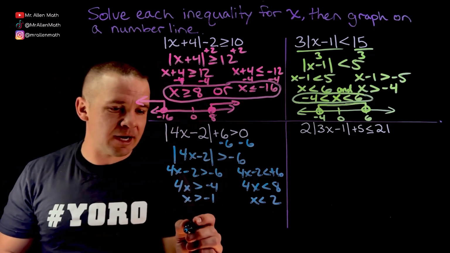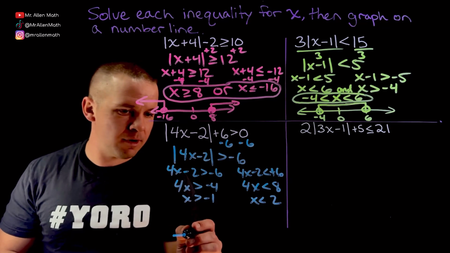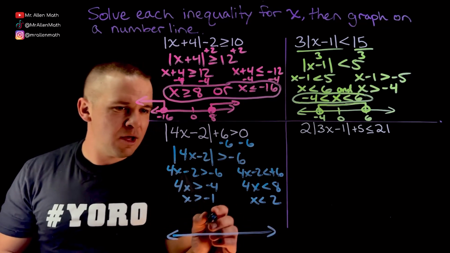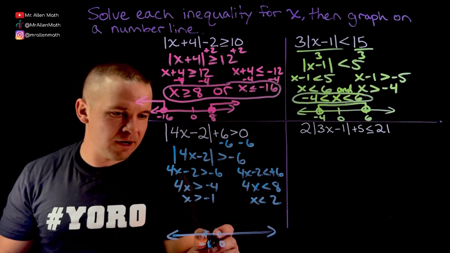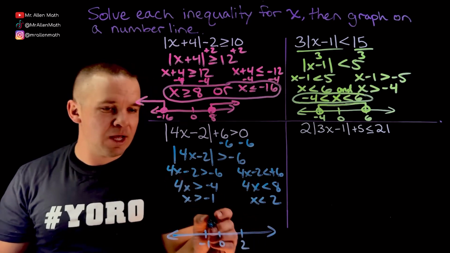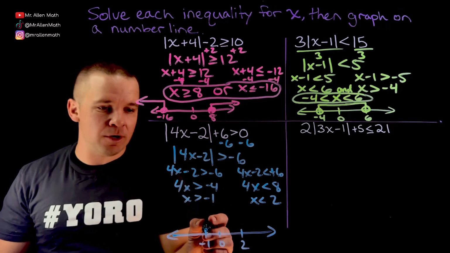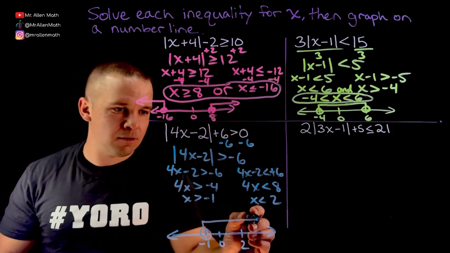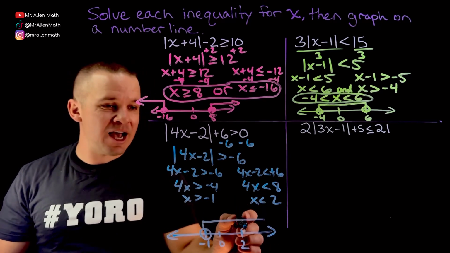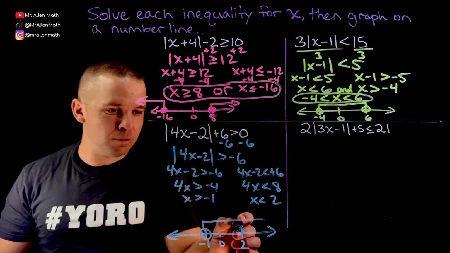Now, when I throw this thing on a number line, I'm going to throw my number line down. Then I throw in 0, usually. Again, it's like a reference. We got negative 1. We got positive 2. Okay. x is greater than negative 1. It's going to be an open circle, right? And it's always going to be greater than negative 1. And x is going to be less than 2.